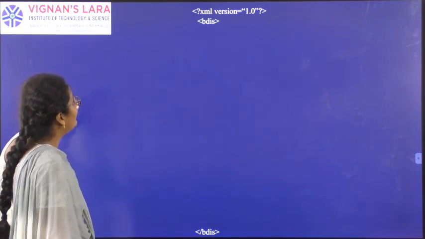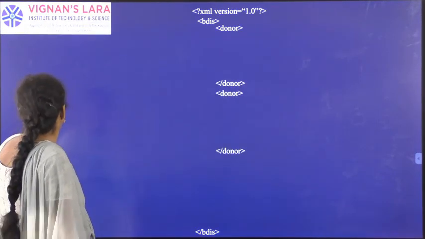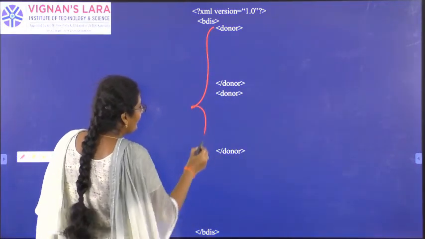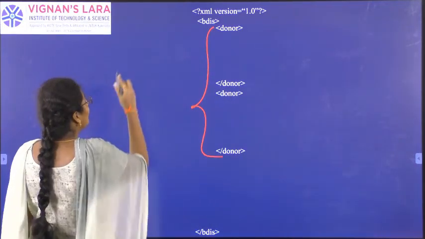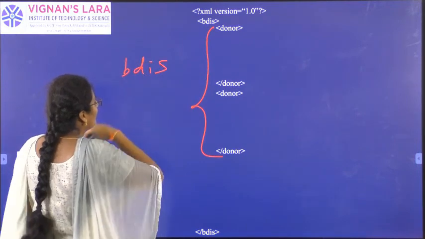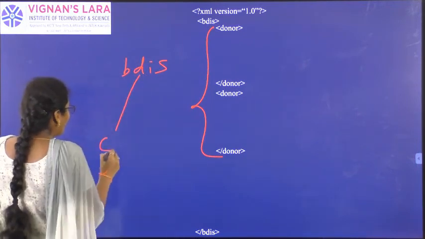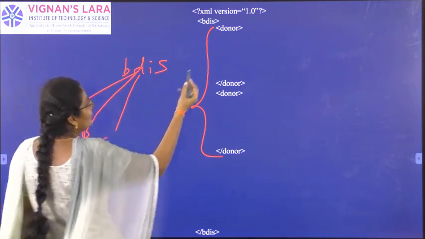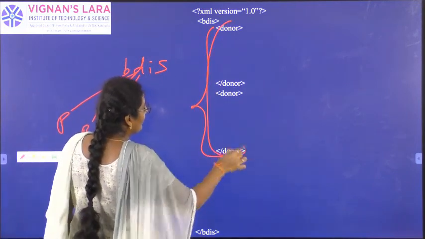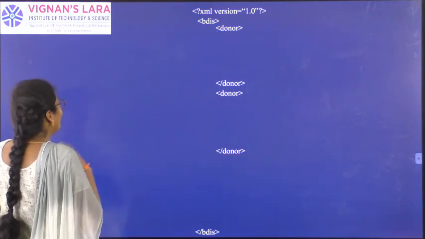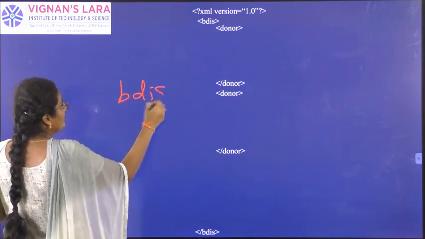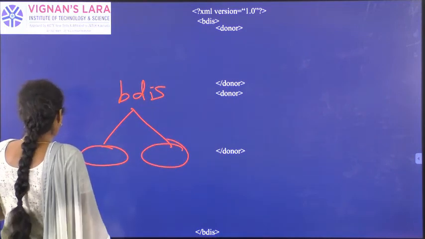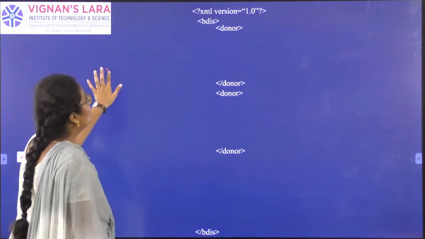XML version 1, BDIS open tag, close tag. See what one more tag we have here, donor open tag, donor close tag, because BDIS is our root tag. If we directly go into contact number, blood group, phone number, we need not mention these donor open tags and close tags. But what we have done, we have taken BDIS root element and again we have taken child elements as donors. That's why we are creating donor tags also.